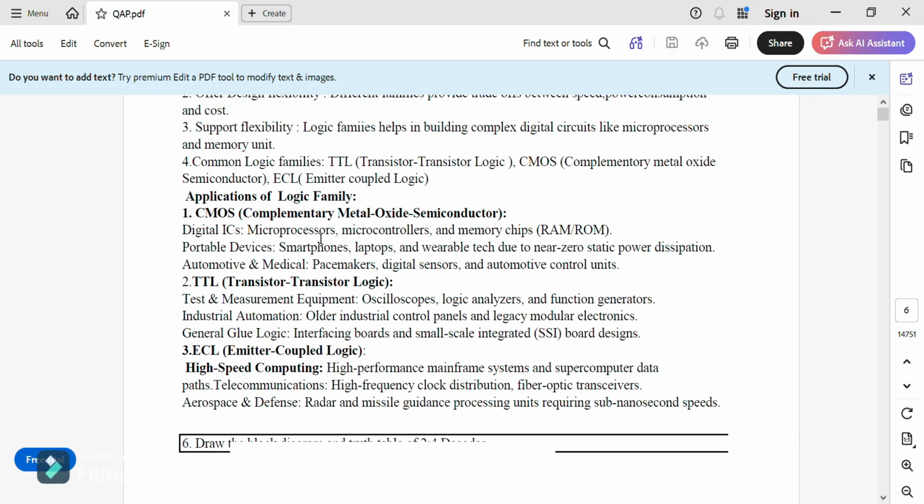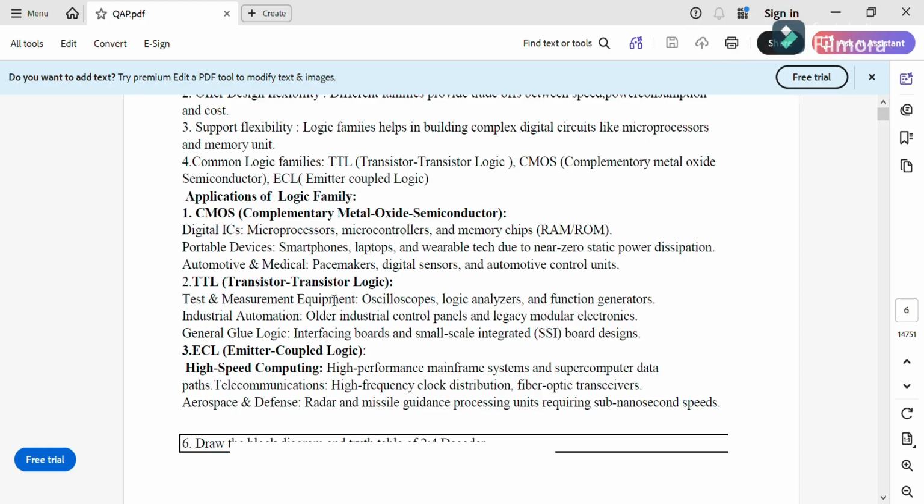And where they are used: CMOS is mostly used in digital ICs like microprocessors, microcontrollers, memory chips, RAM, ROM. Again, in portable devices like a laptop, the motherboard ICs are all based on CMOS techniques.